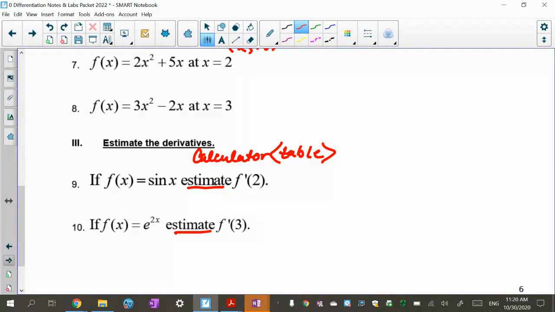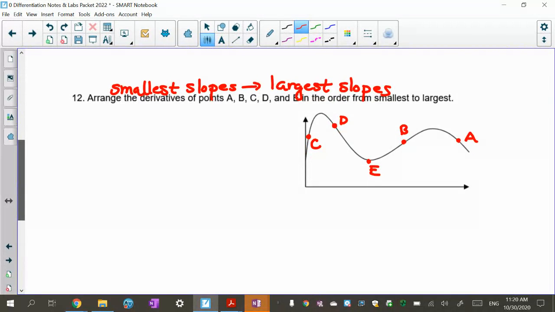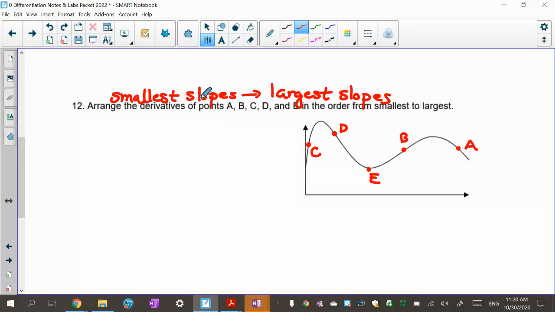And the one that I really wanted to show you is number 12. Basically what you're looking for is smallest slopes to the largest slopes, because it says arrange the derivatives of these points in order from smallest to largest. But I really wanted to show you this because when I printed this, these points weren't there. So take a moment, please, and put those points on there, and all you have to do is arrange them. That's all you have to do. So the back page of this is not as intensive with algebra as the front page.